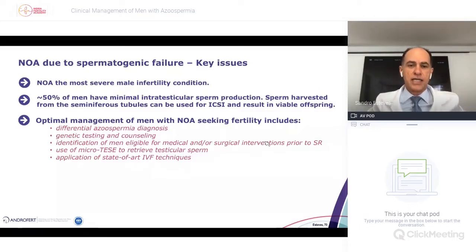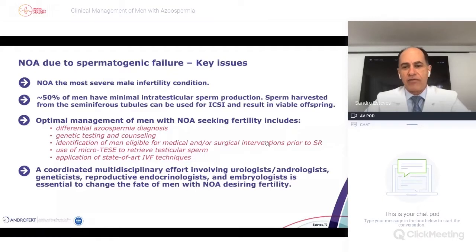Then we need to use the most effective sperm retrieval technique to harvest sperm from the testicle, which in my opinion, and according to the literature as well, is the microdissection testicular sperm extraction. And lastly, we need to apply the state-of-the-art IVF techniques that I have gone through.